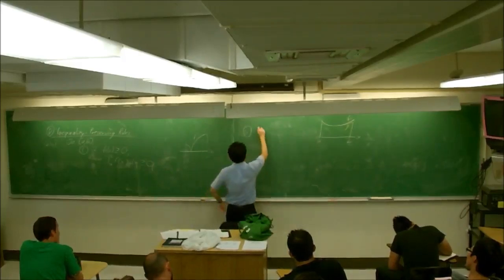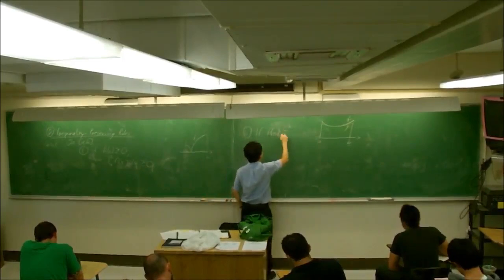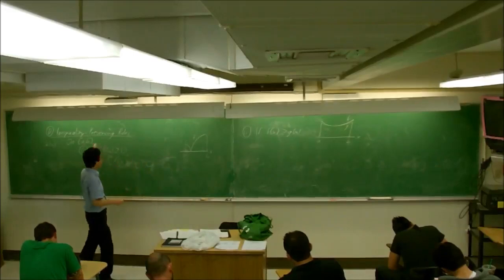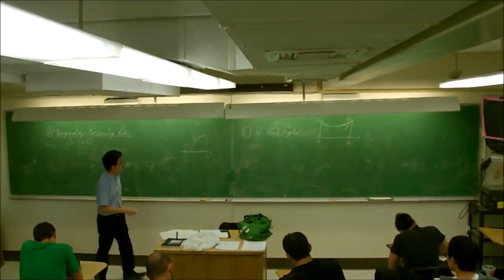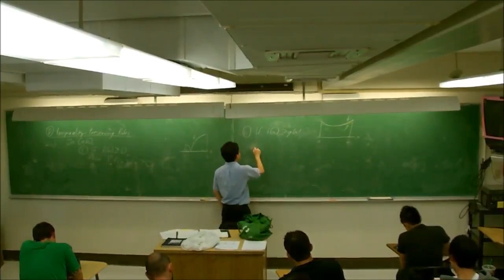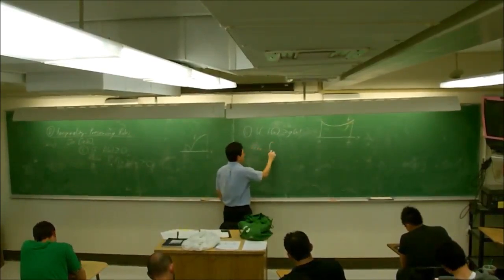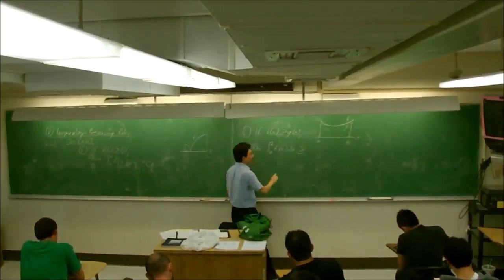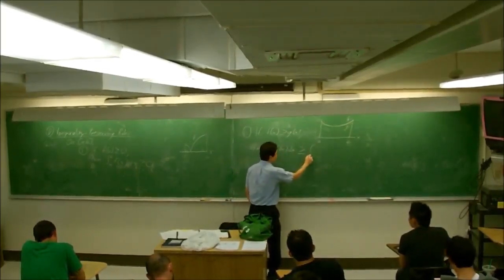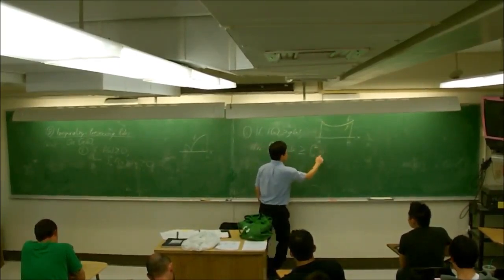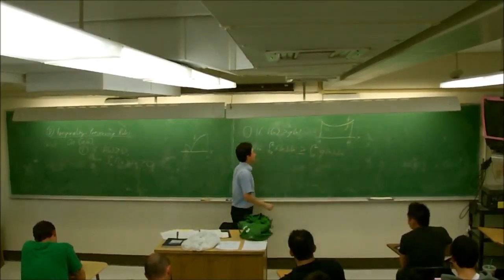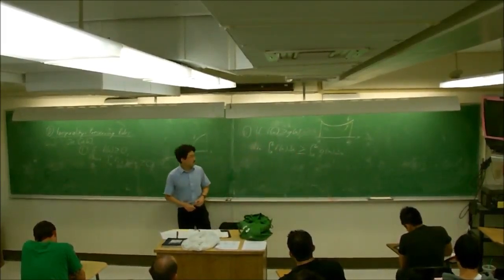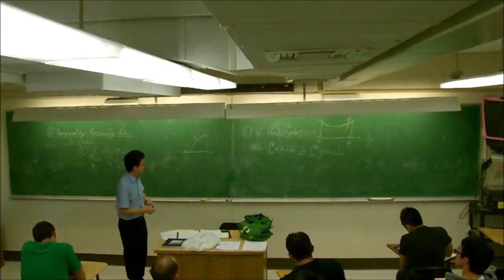If f of x is greater than or equal to g of x throughout the closed interval from a to b, then what can we say? The value of the integral from a to b of f of x dx will be greater than or equal to the value of the integral from a to b of g of x dx. Basically, if this function beats that function, its integral will beat this one's integral. Again, we assume that b is greater than a.